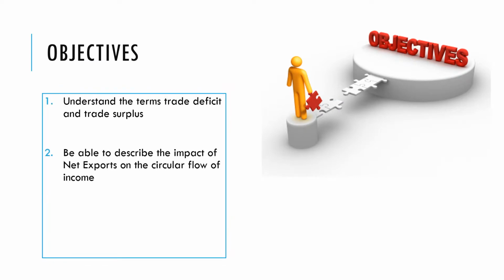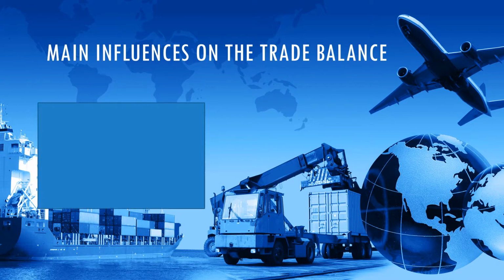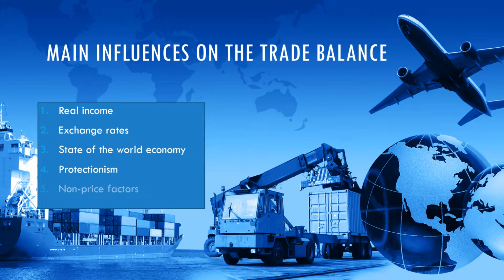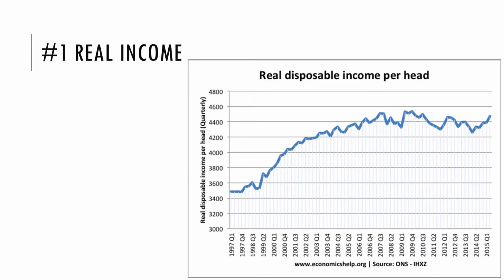Okay, so we've looked at our first two objectives. Now let's move on and look at the main influences on the trade balance. So there are 5 main influences on the trade balance that we need to be aware of, and we're going to go through these 5 in turn. Let's start off with number 1, which is real income.